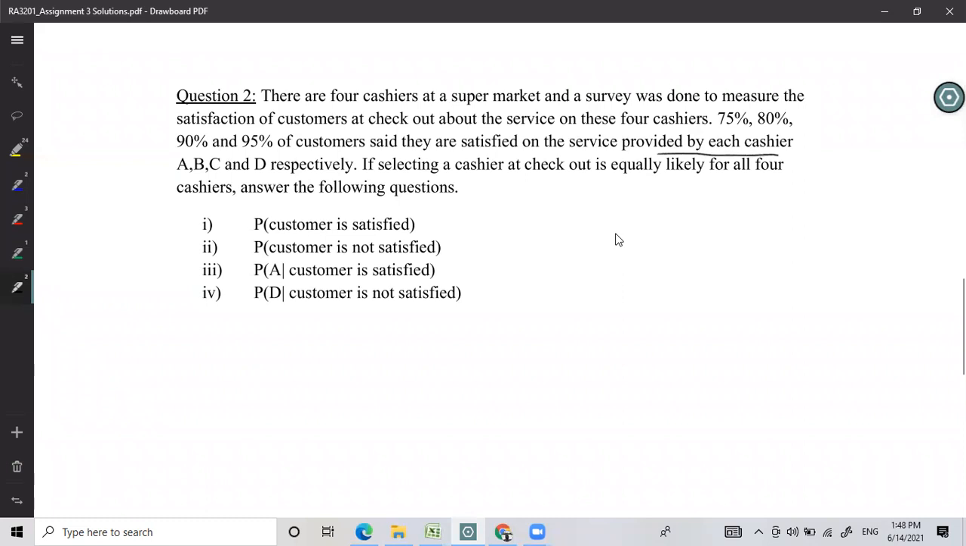If selecting a cashier at checkout is equally likely. Okay, so there are four cashiers. Selecting which cashier you are going to go to, it is equally likely. Well, what does that mean? All these four cashiers have the same chance of being selected by a customer. Okay, and then after they select the cashier, the customer rates the cashier A, B, C, or D, right? So you can start it like this.